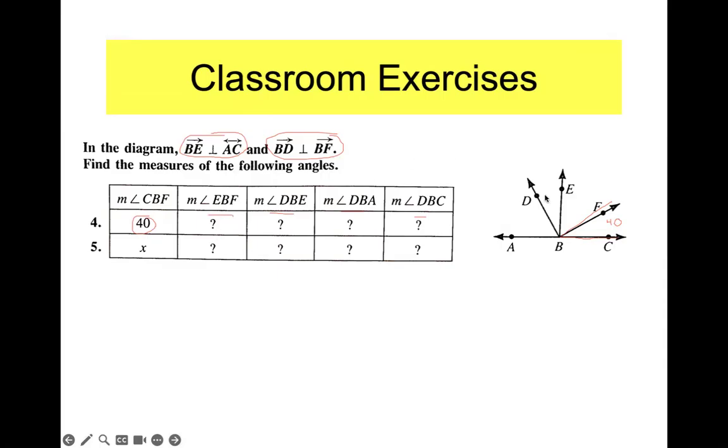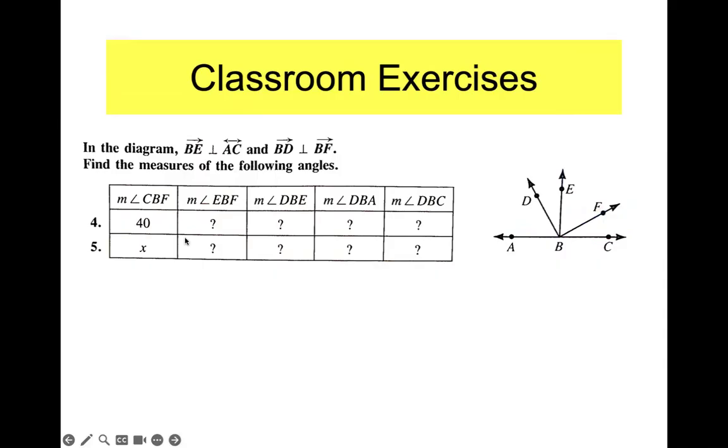So let's see, EBF. I'll do this in blue. So here is angle EBF. It is adjacent to the angle that measures 40 degrees. And how in the heck am I going to figure that one out? Well, if we go back to the given, we're told that BE, this one right here, is perpendicular to this one right here. So that means this forms 90 degrees. And if one of them is 40, then the other one has to be 50. 90 minus 40 is 50. So that's how that one is done. And you can do the rest yourself for practice.